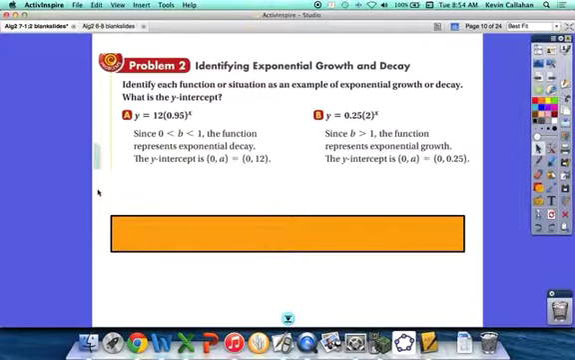All right, so the first one, since b was in between 0 and 1, it's always positive. That's why the 0 is there. Then it is decay.